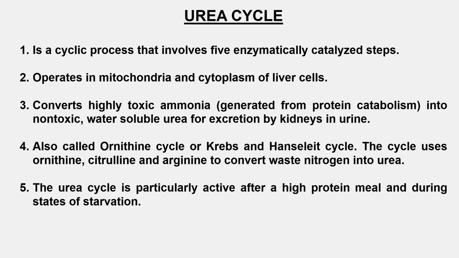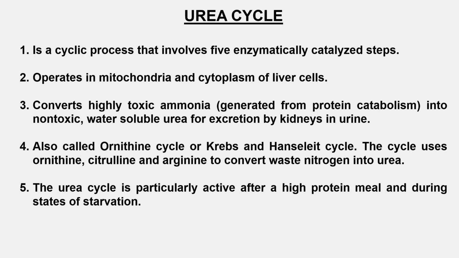ठीक है? So basically, जो toxic ammonia है, that is being converted into less toxic urea, the nitrogen waste, in terrestrial animals, right? So this is what is basically a urea cycle. This is also called the ornithine cycle, or the Krebs and Henseleit cycle after the name of the discoverers. Now the cycle uses basically 3 intermediate forms, which are ornithine, citrulline and arginine, and converts waste nitrogen generated in the body into less toxic nitrogenous waste, that is urea.